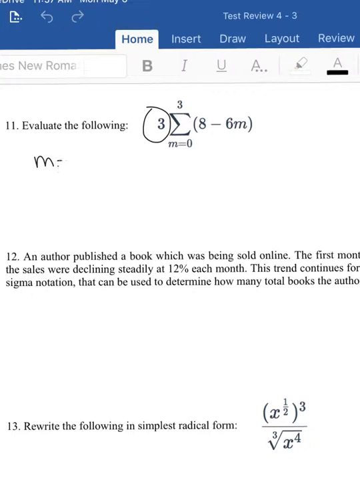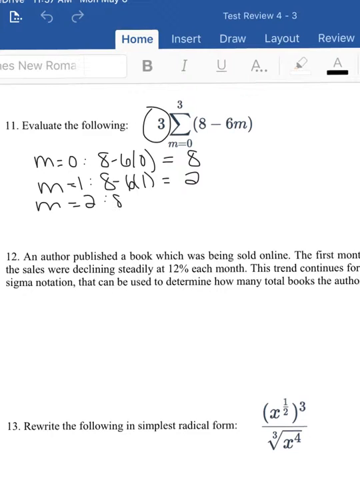So I'm going to plug in m equals 0. So I do 8 minus 6 times 0, which gives me 8. Then I do m equals 1. 8 minus 6 times 1 gives me 2. When I plug in 2, I'll actually write these. 8 minus 6 times 2. So that's 8 minus 12 gives me negative 4. And then the last one I'm going to plug in is 3, because it tells me up here I'm stopping at 3. So 8 minus 6 times 3 gives me negative 10.